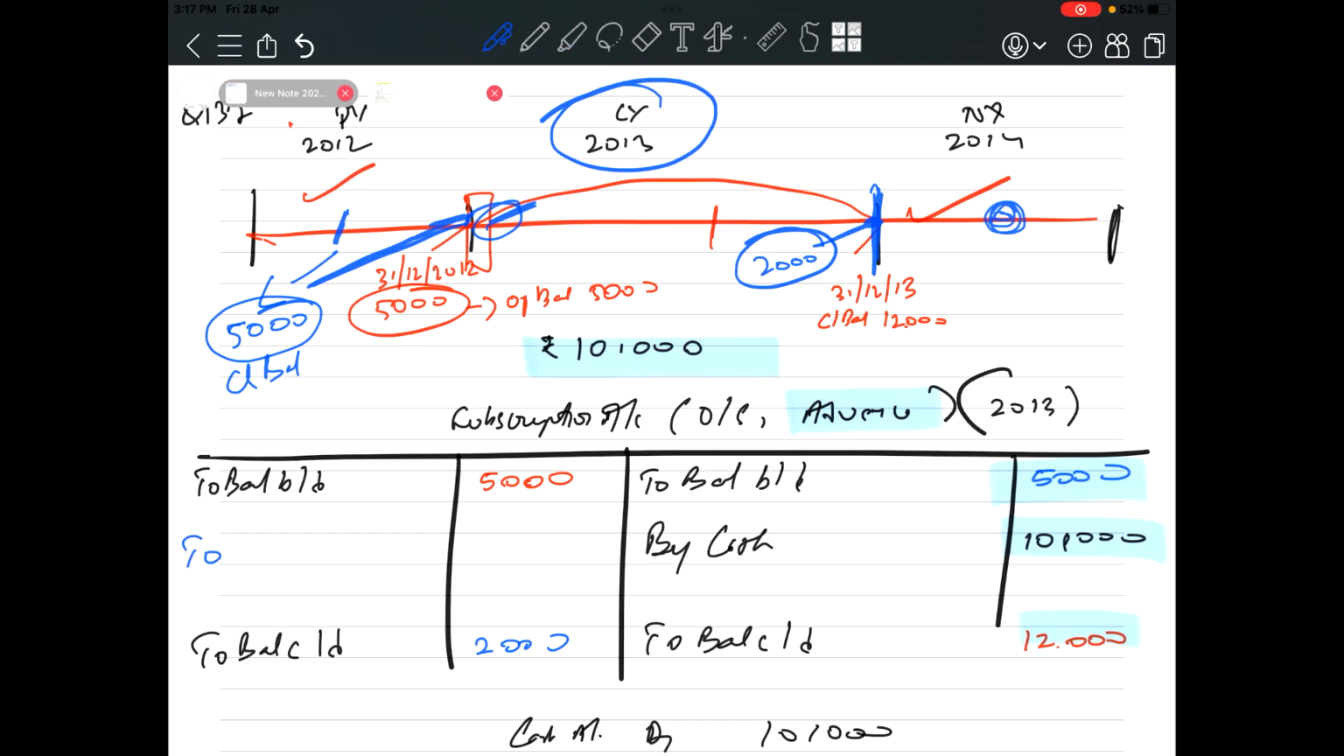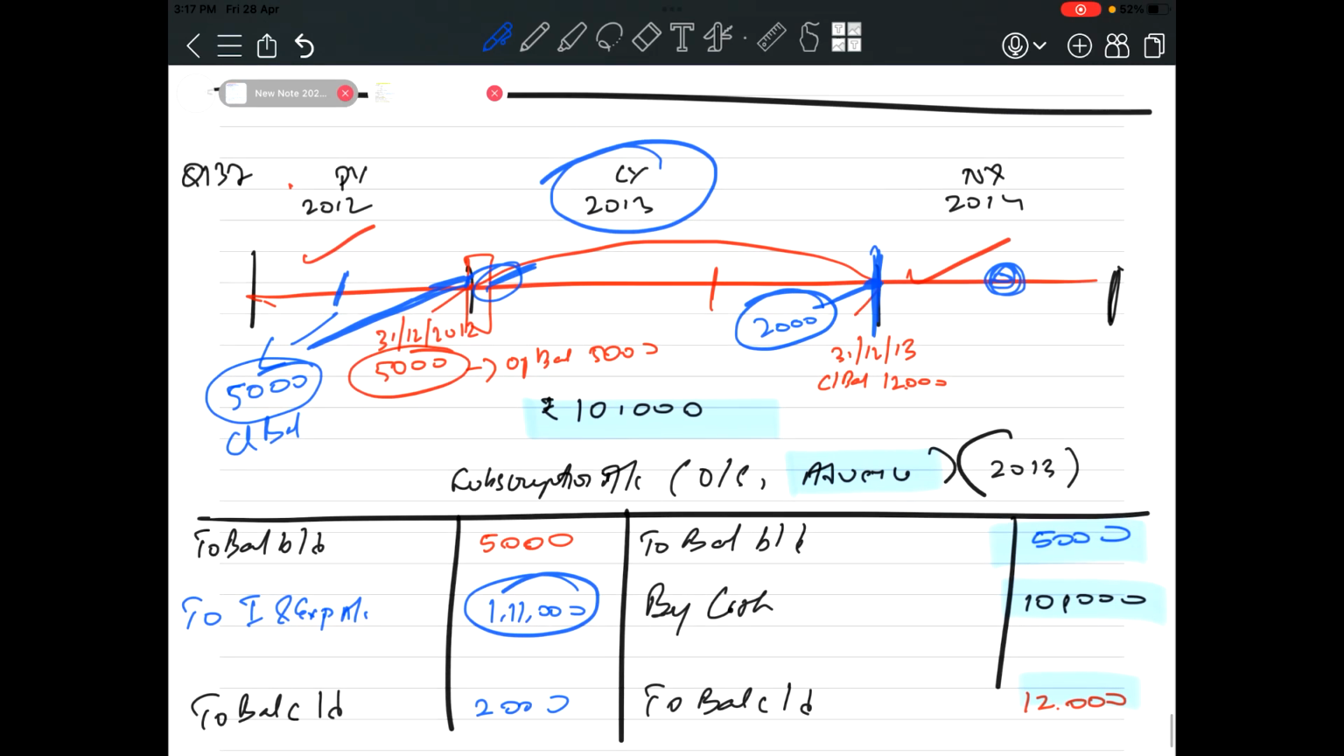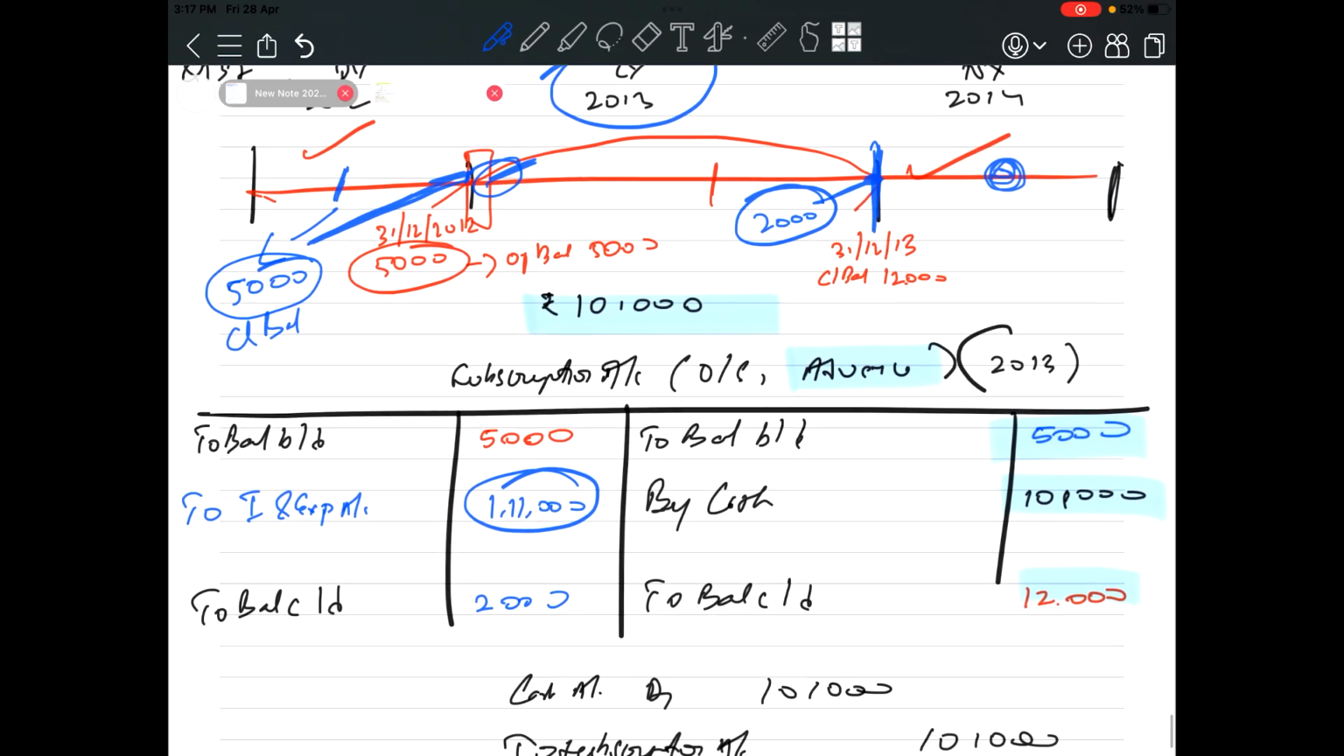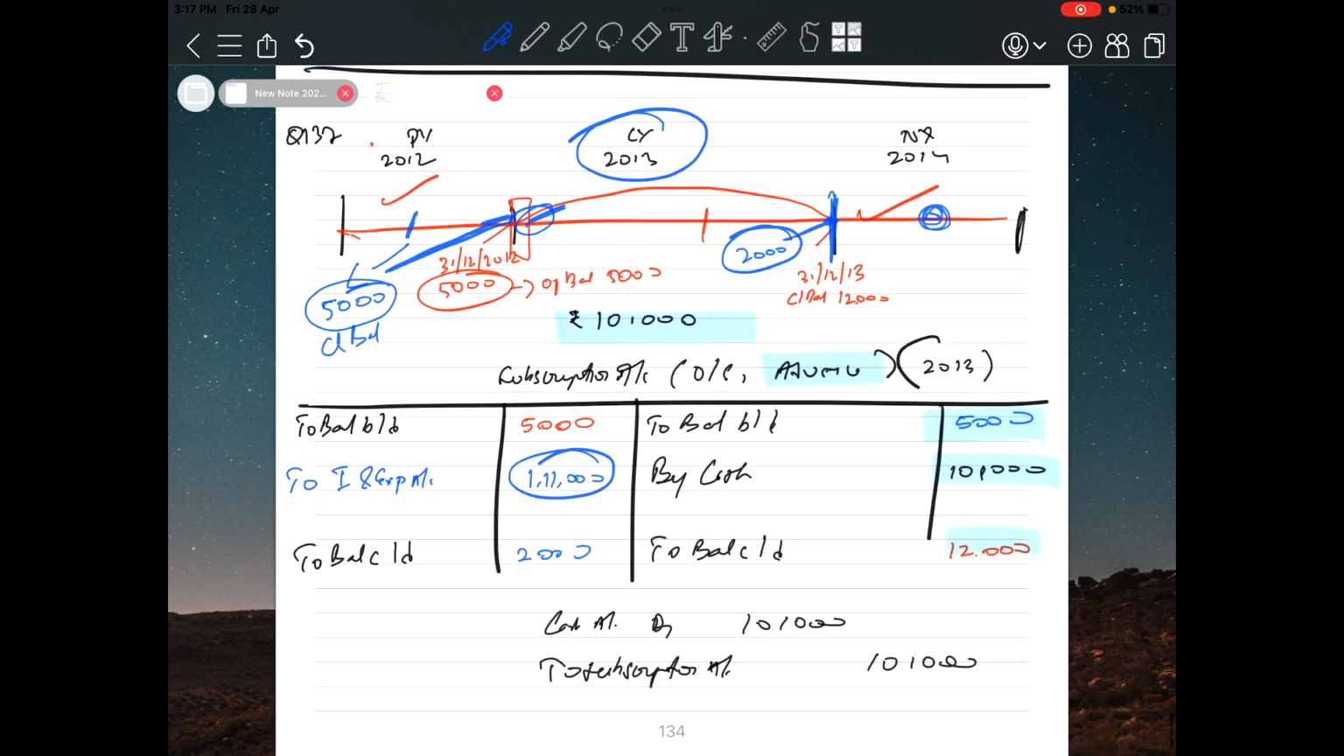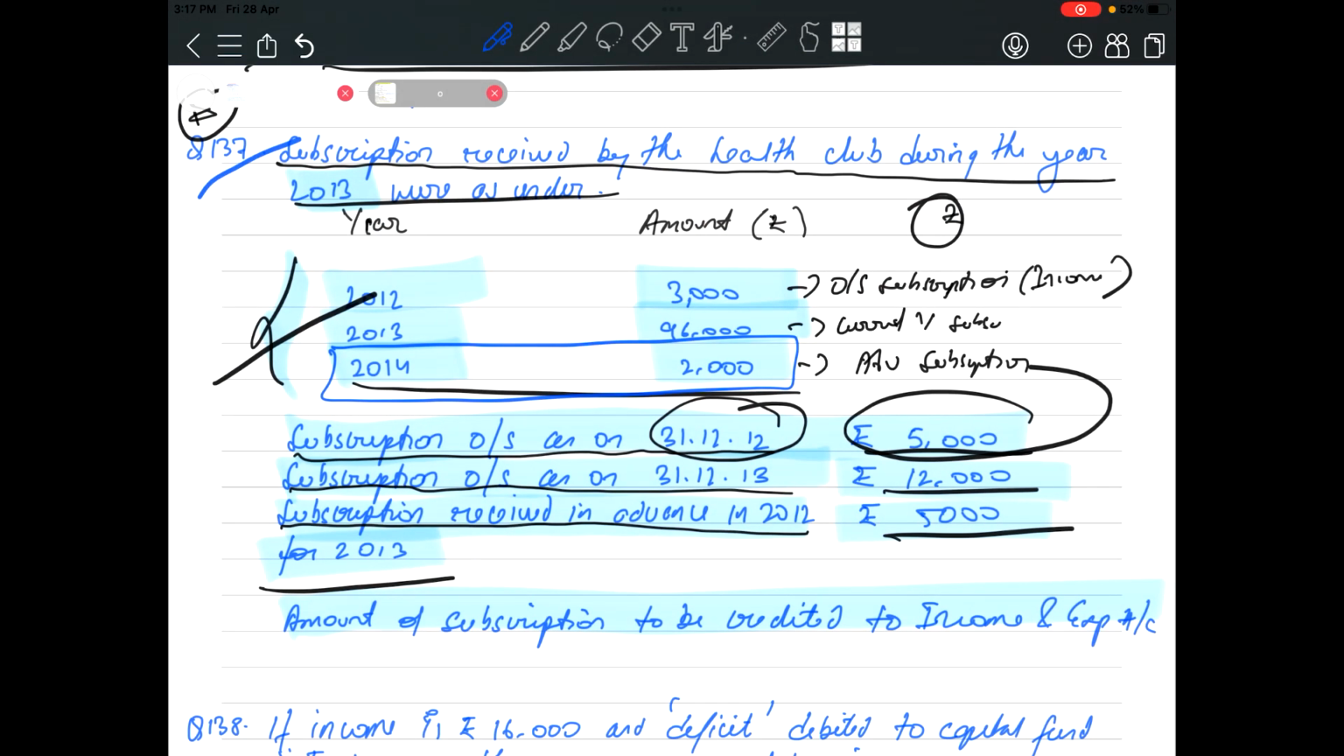To income and expenditure account, 1,11,000. Okay, so this is the answer. If you want, you can note this down. Okay, done with question number 137.